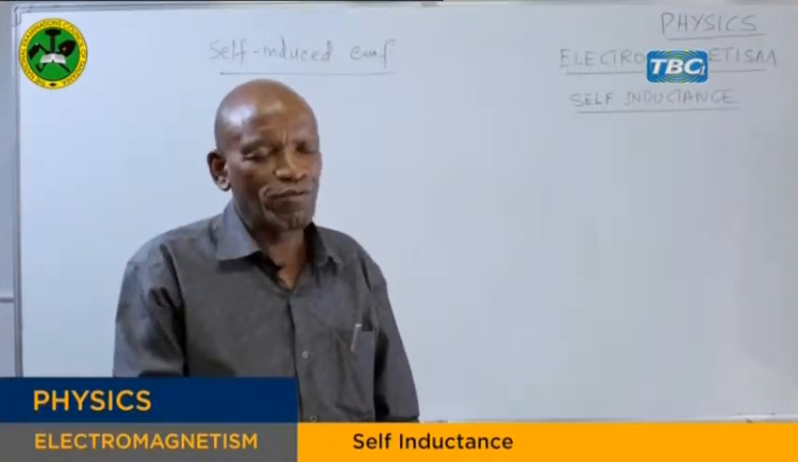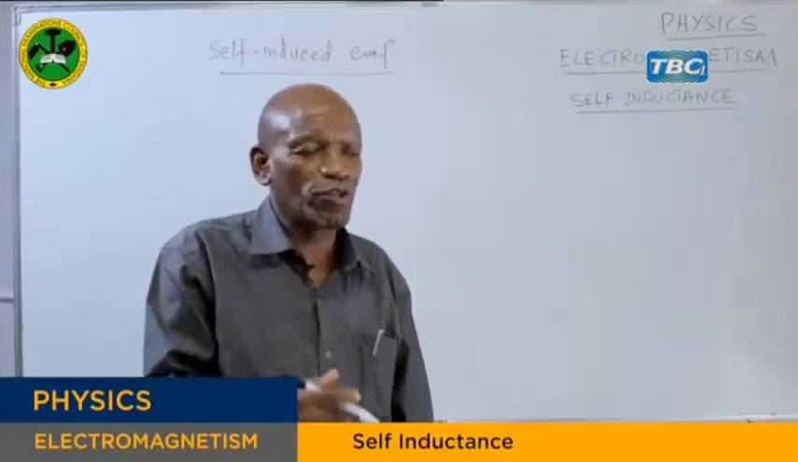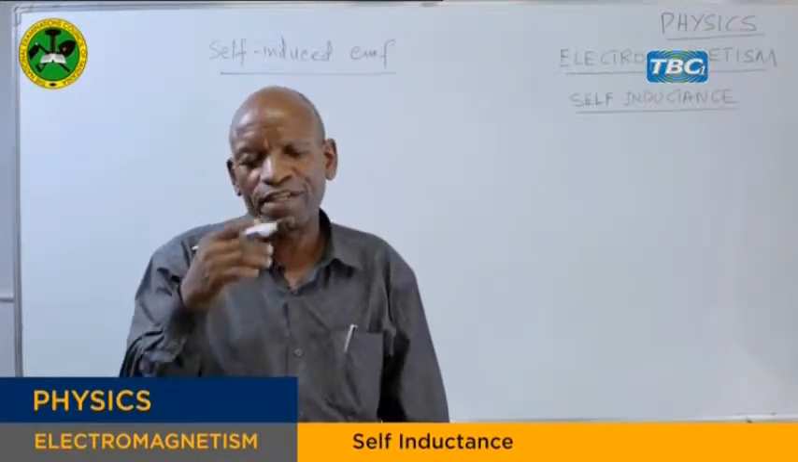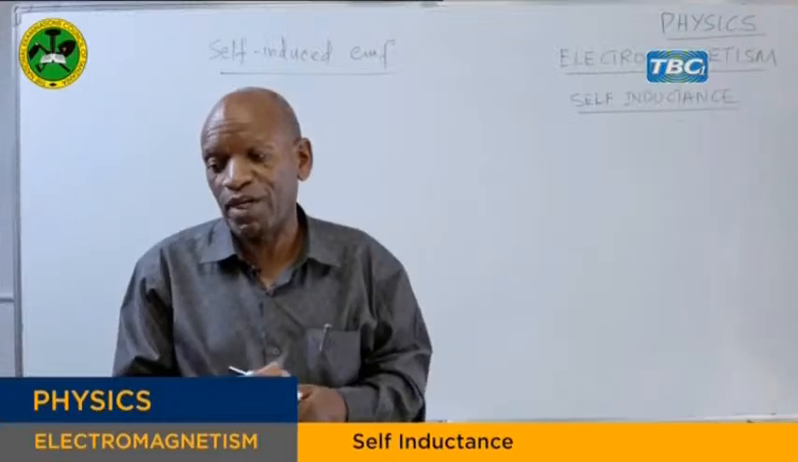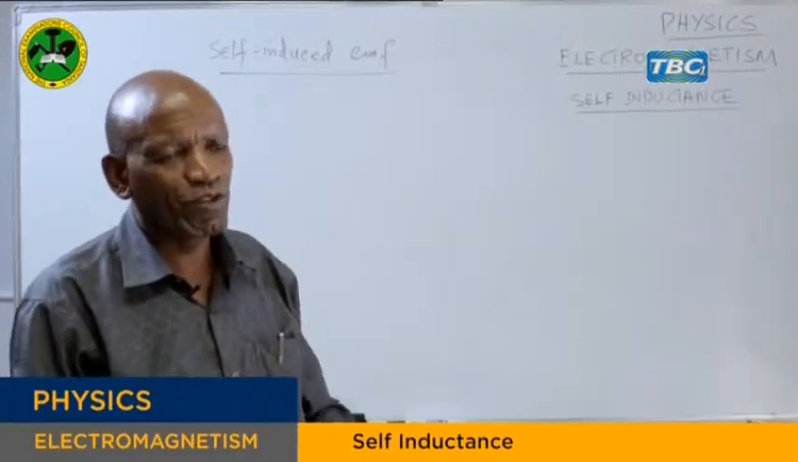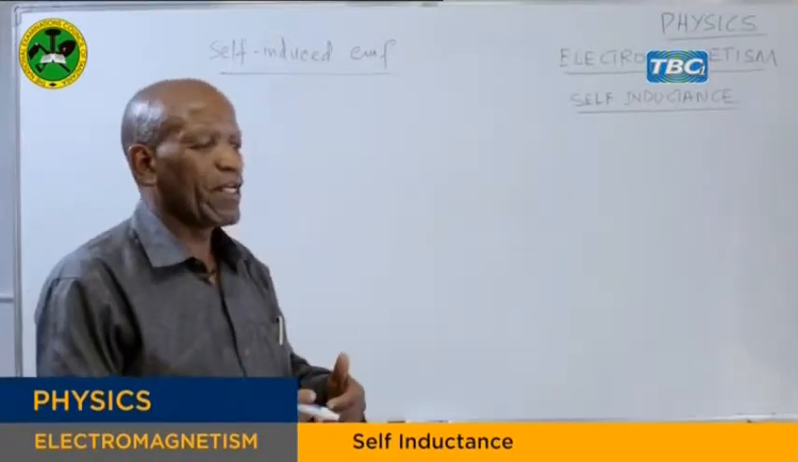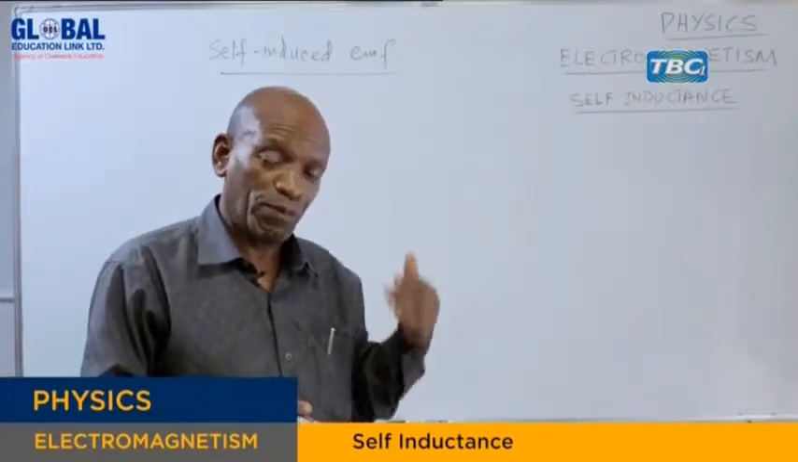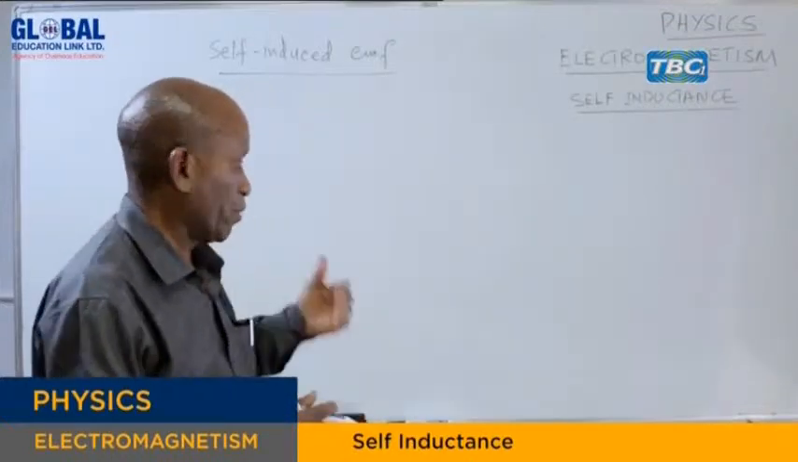So the EMF which is induced within the same coil or within the same conductor produces what we call the self-induced EMF, or the back EMF. And as I've already said, this back EMF opposes the growth of the current which is flowing through that particular inductor. The magnetic flux which will be produced within an inductor, as we have already seen in Faraday's law, should be proportional to the current which is produced.